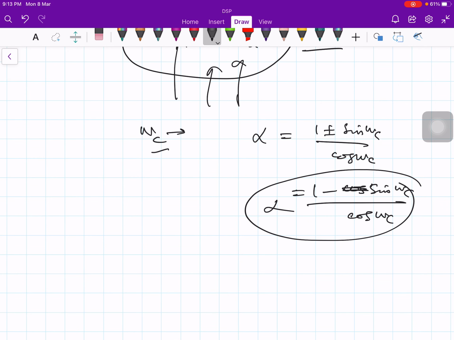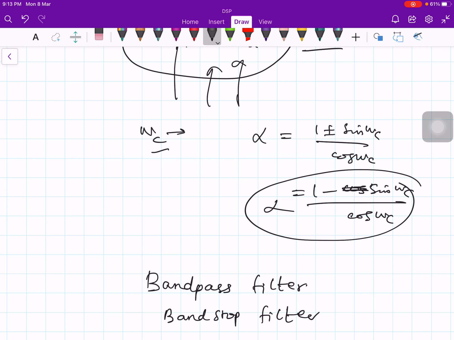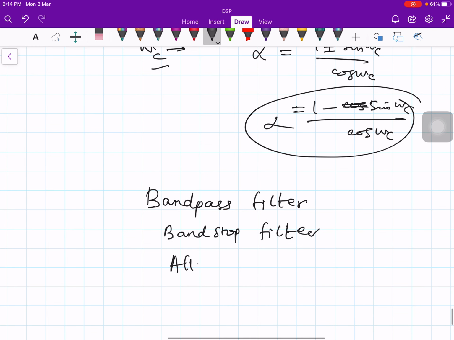Now the next comes the question of band pass filter, that we will discuss in the next lecture. Band pass filter, and then band stop filter, and then all pass filter. These are the things that we will discuss in the next lecture.